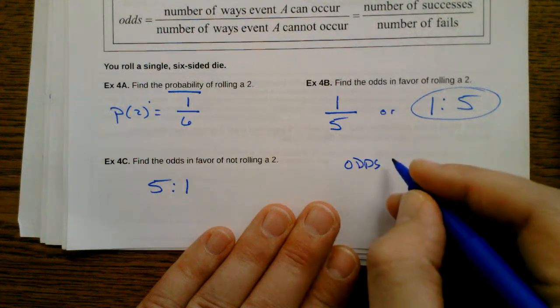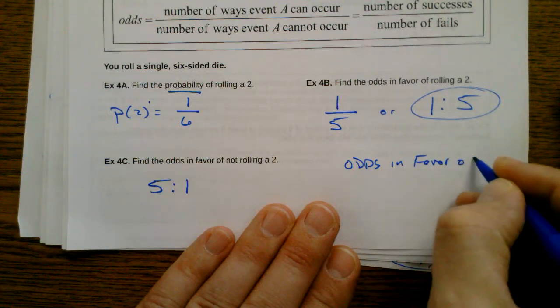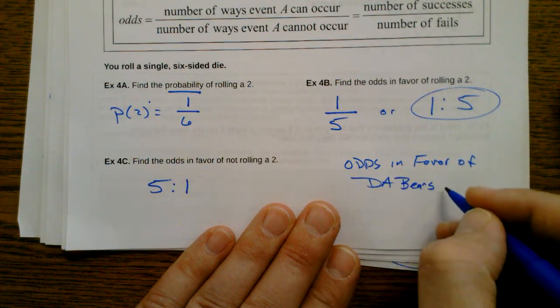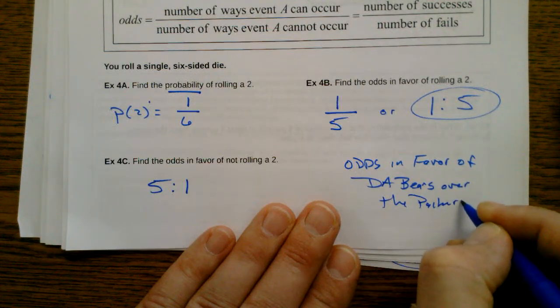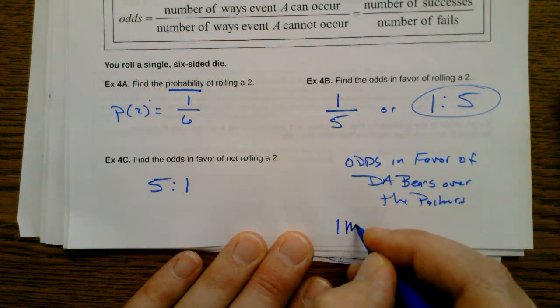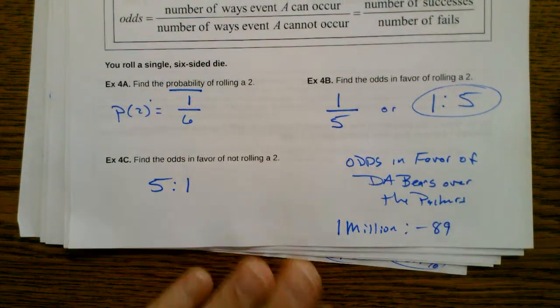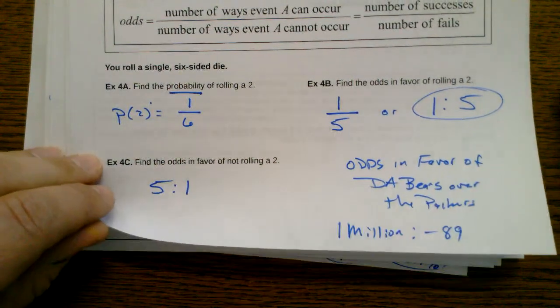So the last one is, what's the odds? I'll make this one up. What's the odds in favor of the Bears over the Packers on Saturday night here? That's 1 million to negative 89. It's going to happen. Hopefully that aged well. All right, the Bears. Go Bears.